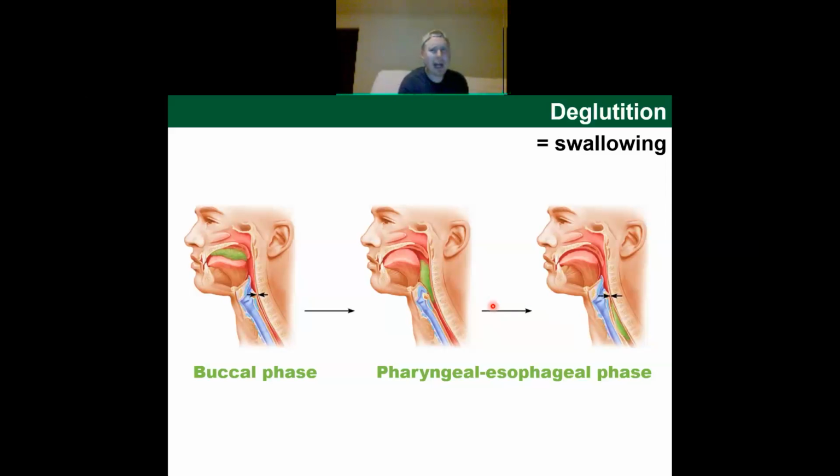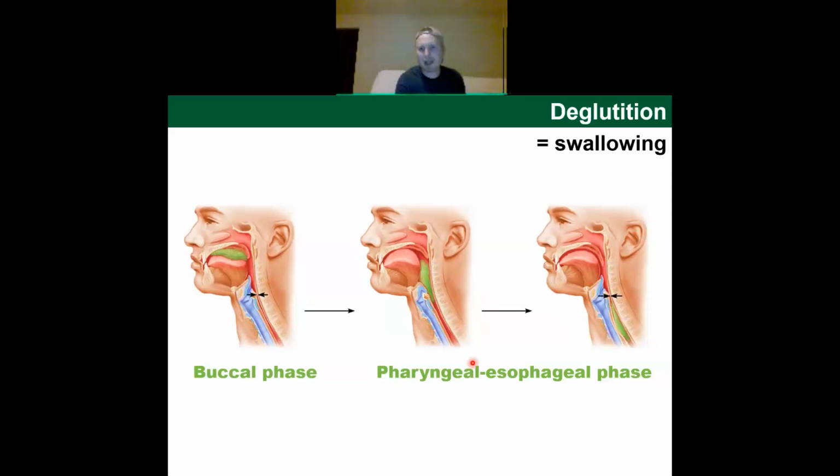But the question that we can ask about deglutition is, is it voluntary or is it involuntary? And that's a good question. Well, actually, the first phase of swallowing is voluntary. You can choose to swallow or you can choose not to swallow. However, once you have started the process of swallowing, you cannot stop it.